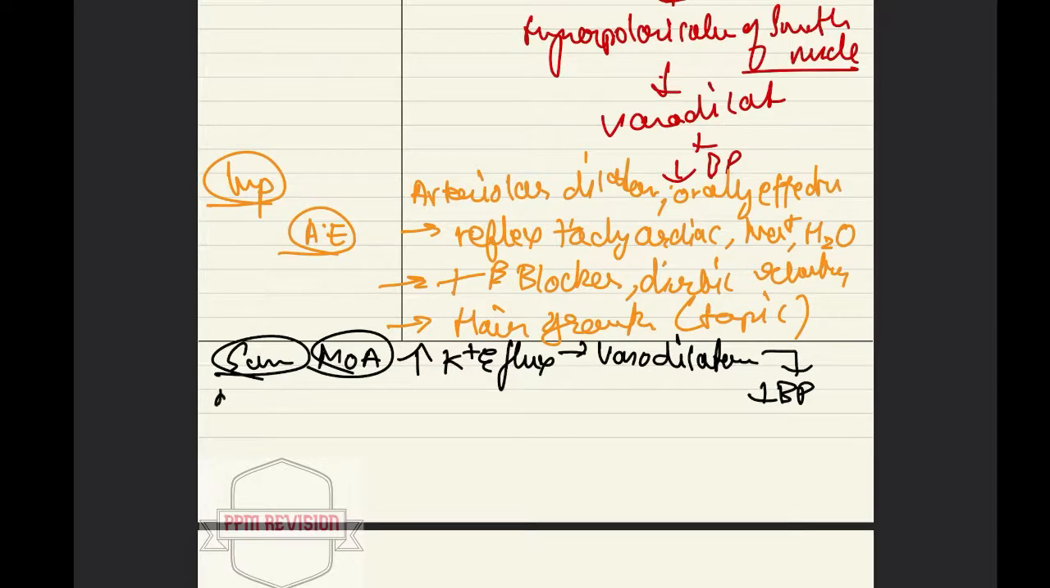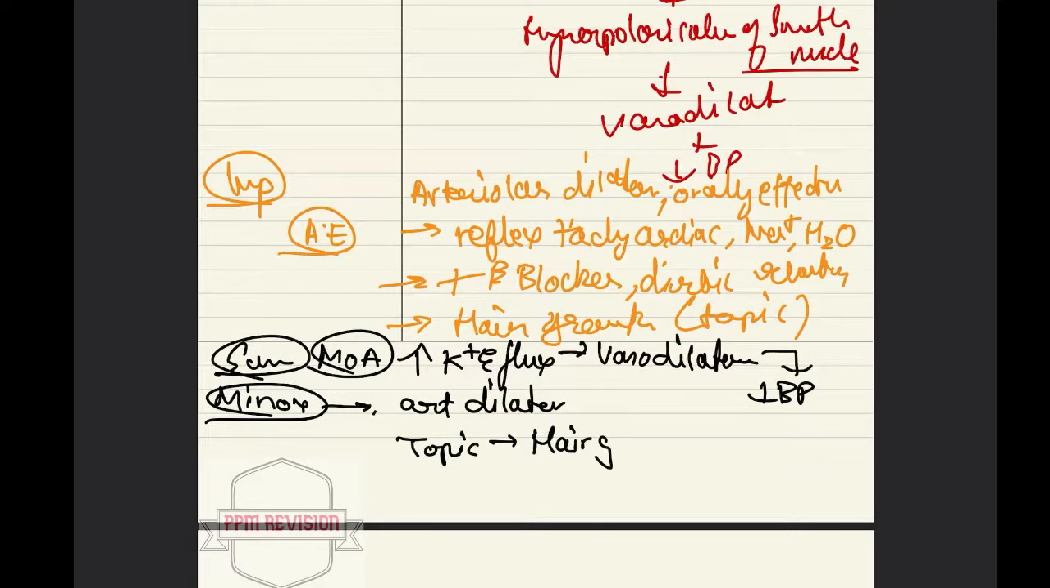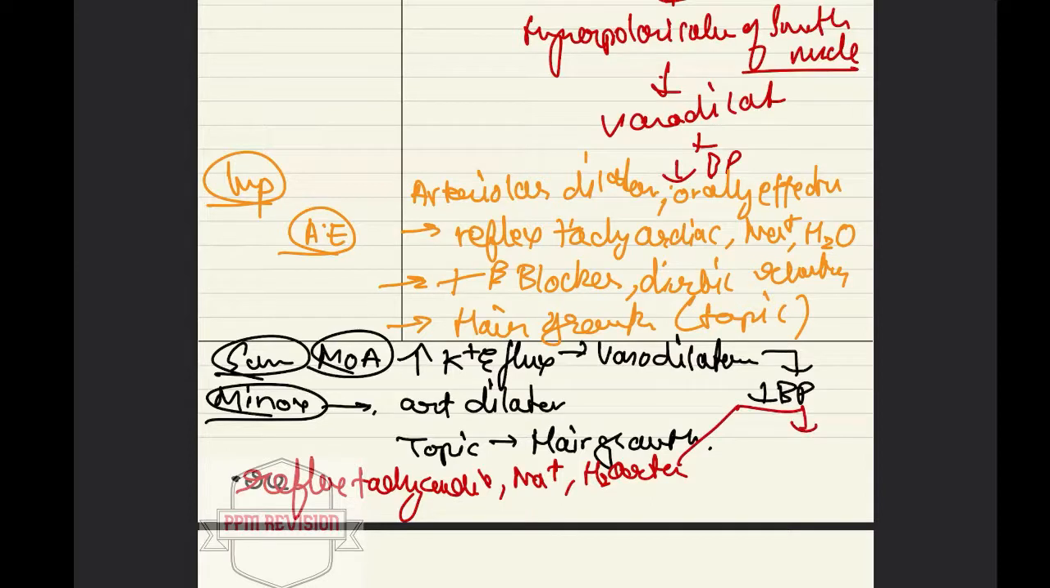And looking at minoxidil specifically, we have seen that it's an arteriolar dilator. Topically, it can be used for hair growth, and it results in reflex tachycardia. I'll write it in red. Reflex tachycardia, as well as sodium and water retention. So because of this, it can be used along with a beta blocker as well as a diuretic.